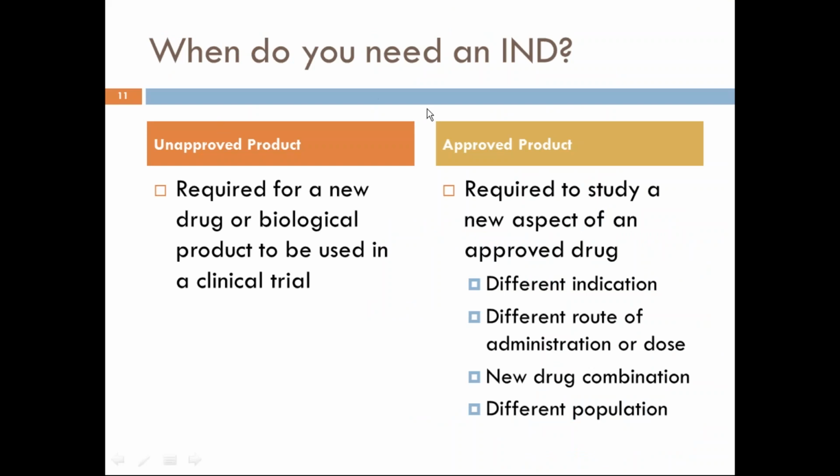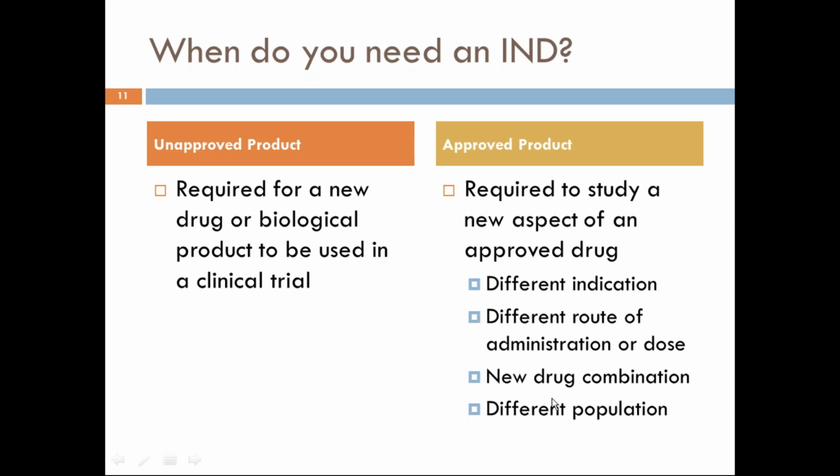So when do you then need an IND? There's kind of 2 main buckets that this falls into. How do you have an unapproved, completely new product? It's required for new drugs or biologicals to be used in a clinical trial. But sometimes, and we've done quite a few of these here, you have an approved product, but you want to study a new aspect of an approved drug. So there can be a different indication. Let's use an asthma drug to see if it helps osteoporosis, something like that. That would require an IND.